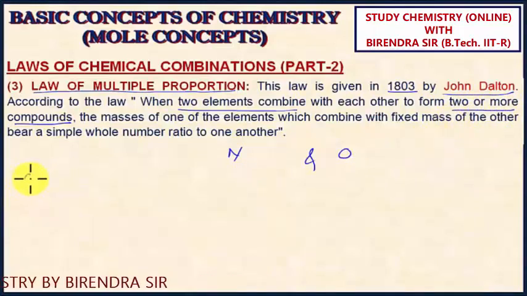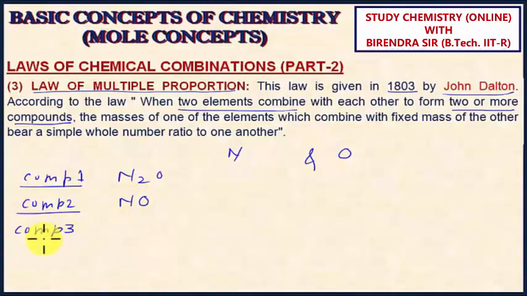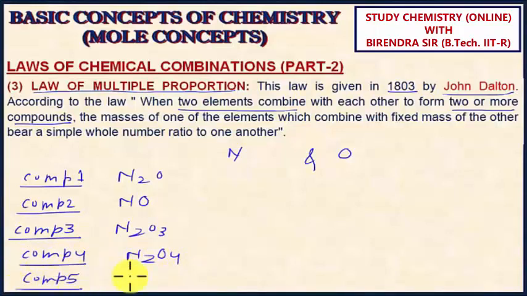Let us say compound 1 as N2O, compound 2 as NO, compound 3 as N2O3, compound 4 as N2O4, compound 5 as N2O5. So basically, these are 5 oxides of nitrogen.